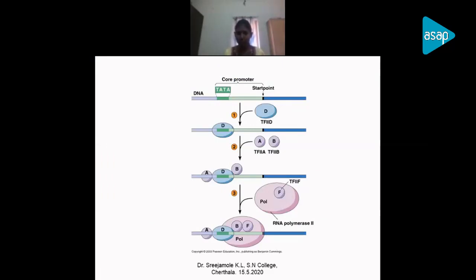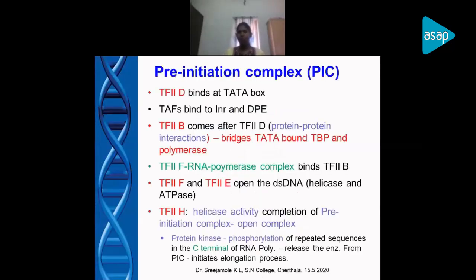First TF2D arrives and binds to the TATA box. Then comes TF2A and TF2B, which binds through protein-protein interaction. Then comes TF2F. This TF2F recruits the RNA polymerase. So TF2F is the transcription factor which recruits RNA polymerase to the pre-initiation complex. Then comes TF2E, and then finally comes TF2H. So these all together form the pre-initiation complex. This is the descriptive form of what we have seen in the diagram.